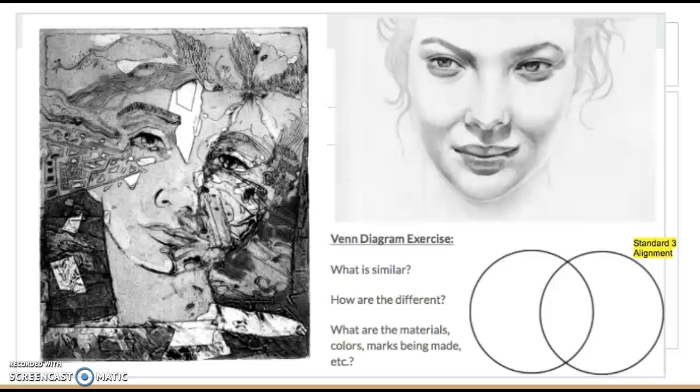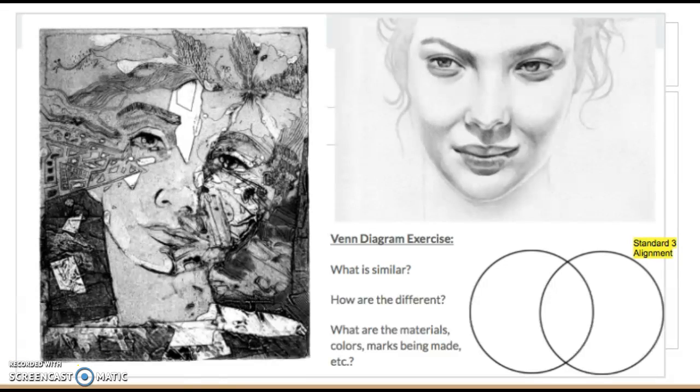And they loved this. They had so much fun. They had so many things to say. And this is in alignment to Standard 3 because of its, in my eyes, effective instruction, because it gave them a chance to really look and observe what a colograph is before I just showed them.